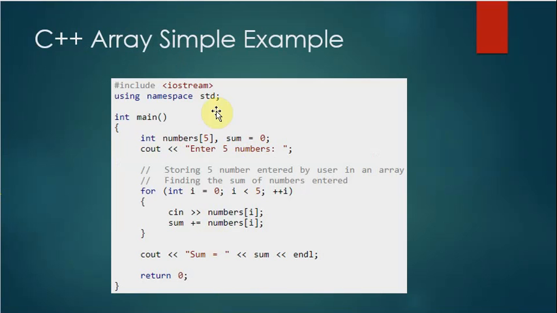So here's a quick, simple example of an array in C++. Notice I've got my input output, I've got my standard namespace here, and so forth, and I've got an int integer that I've called numbers. So the name of my array is going to be numbers, and I'm going to have 5 items in that. And I initialize a variable there at 0. And then I'm prompting with that cout the user to enter those 5 numbers.